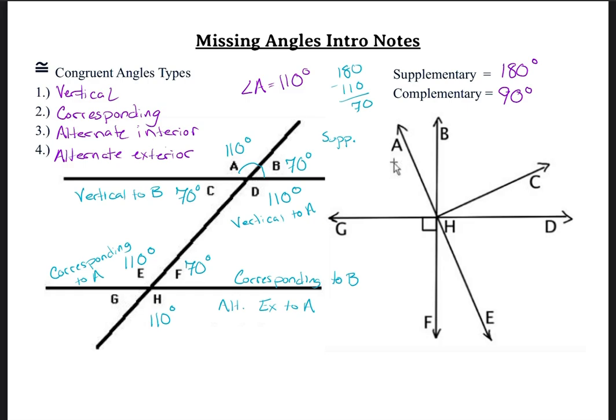And then for G, we can use our alternate exterior to B. And again, they're congruent, so if B is 70, G is also 70. So by knowing just one angle measure, we were able to find all of the angle measures in this little graph here. Now let's look at our other graph and see if we can solve this one.